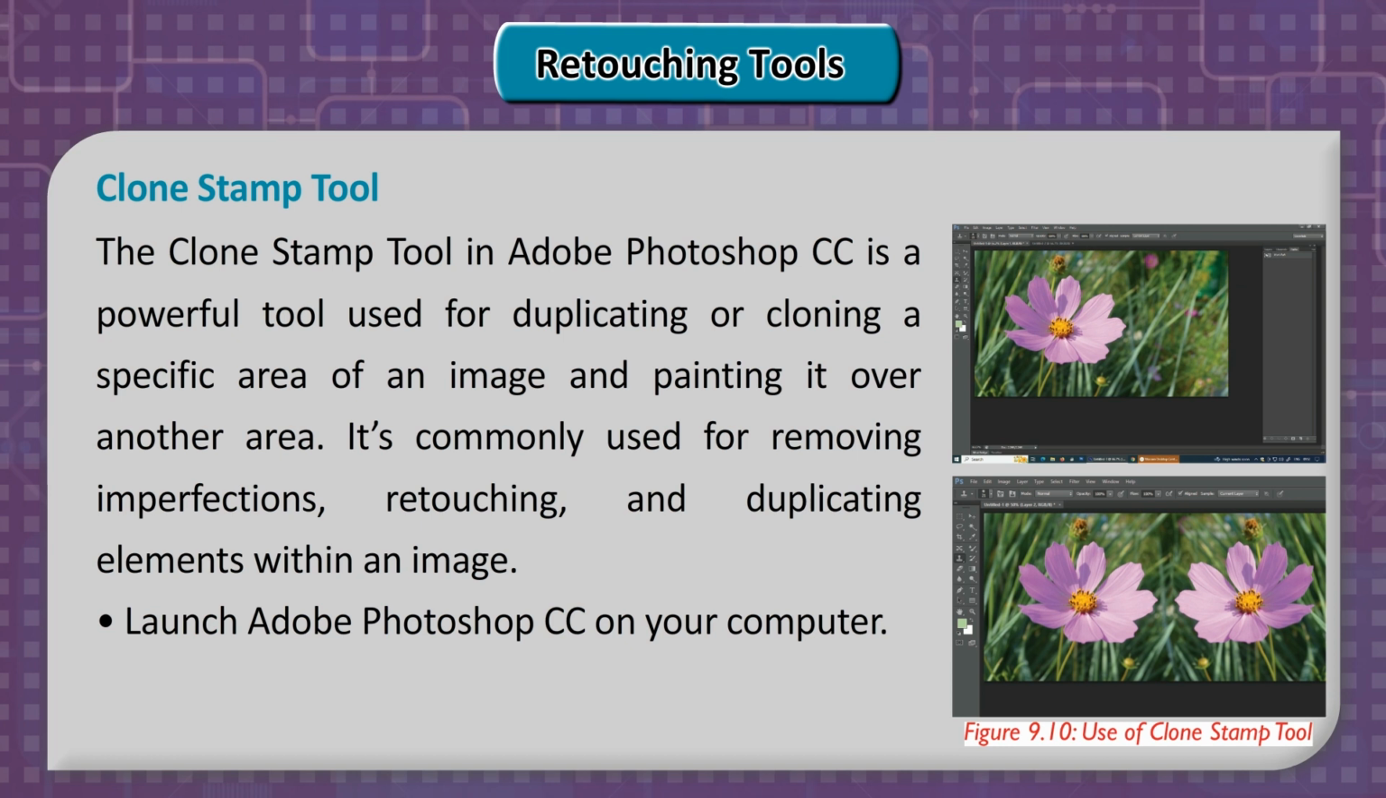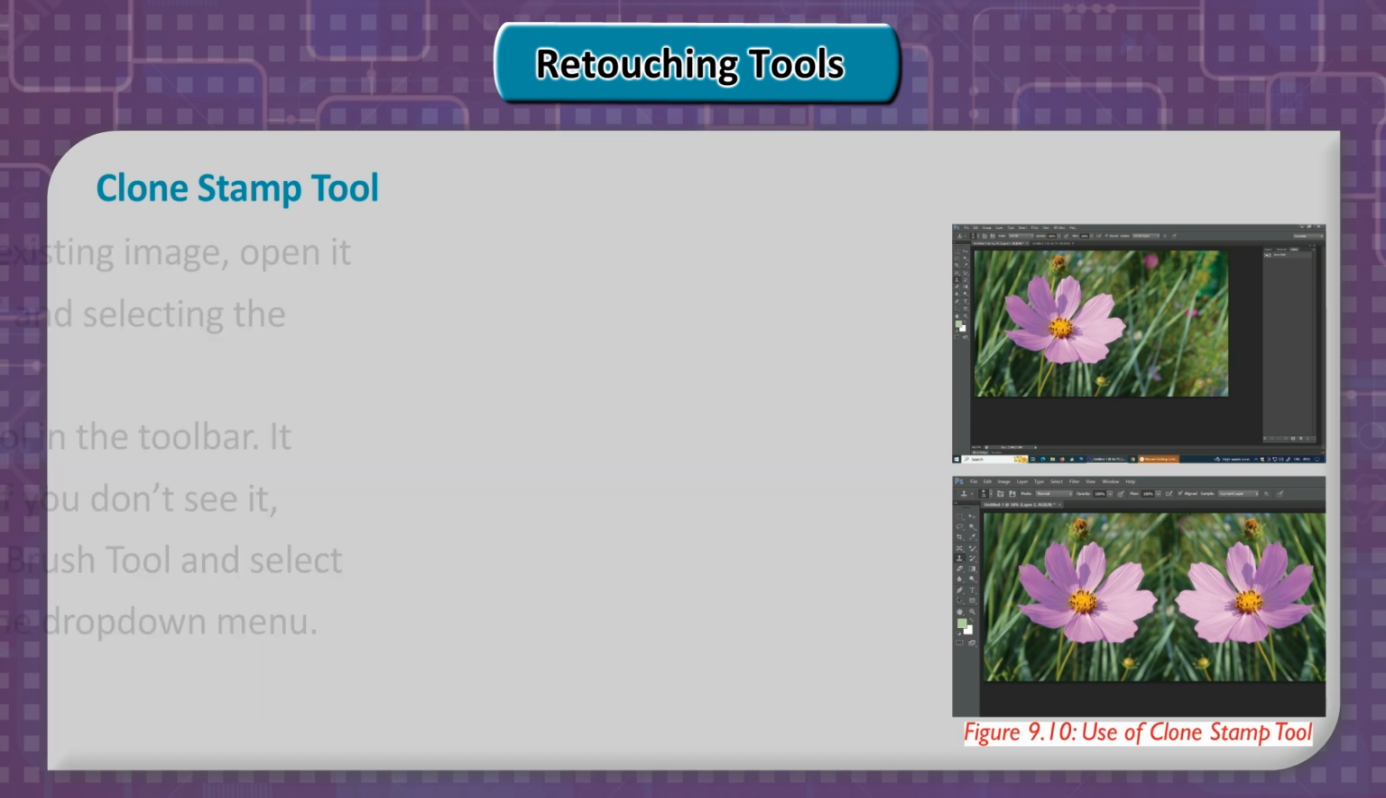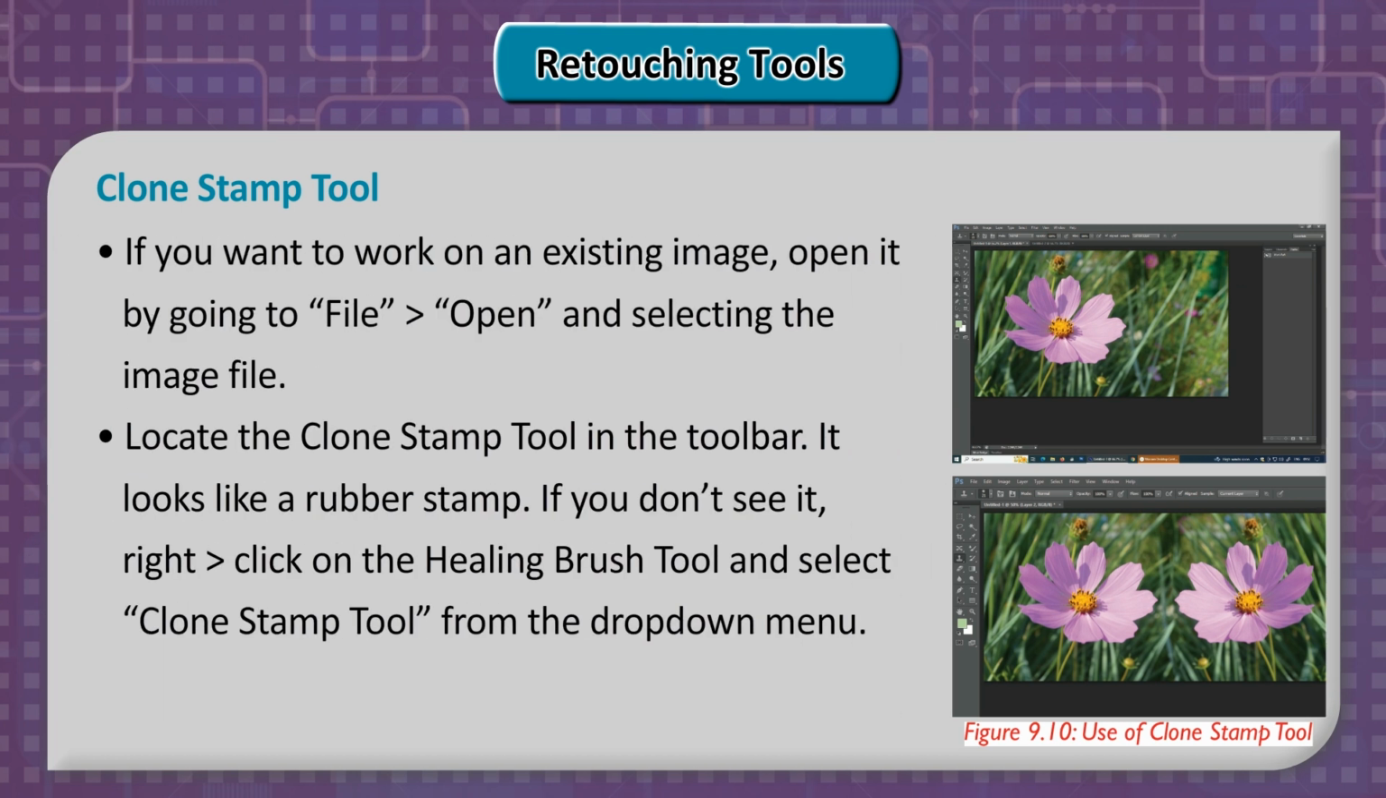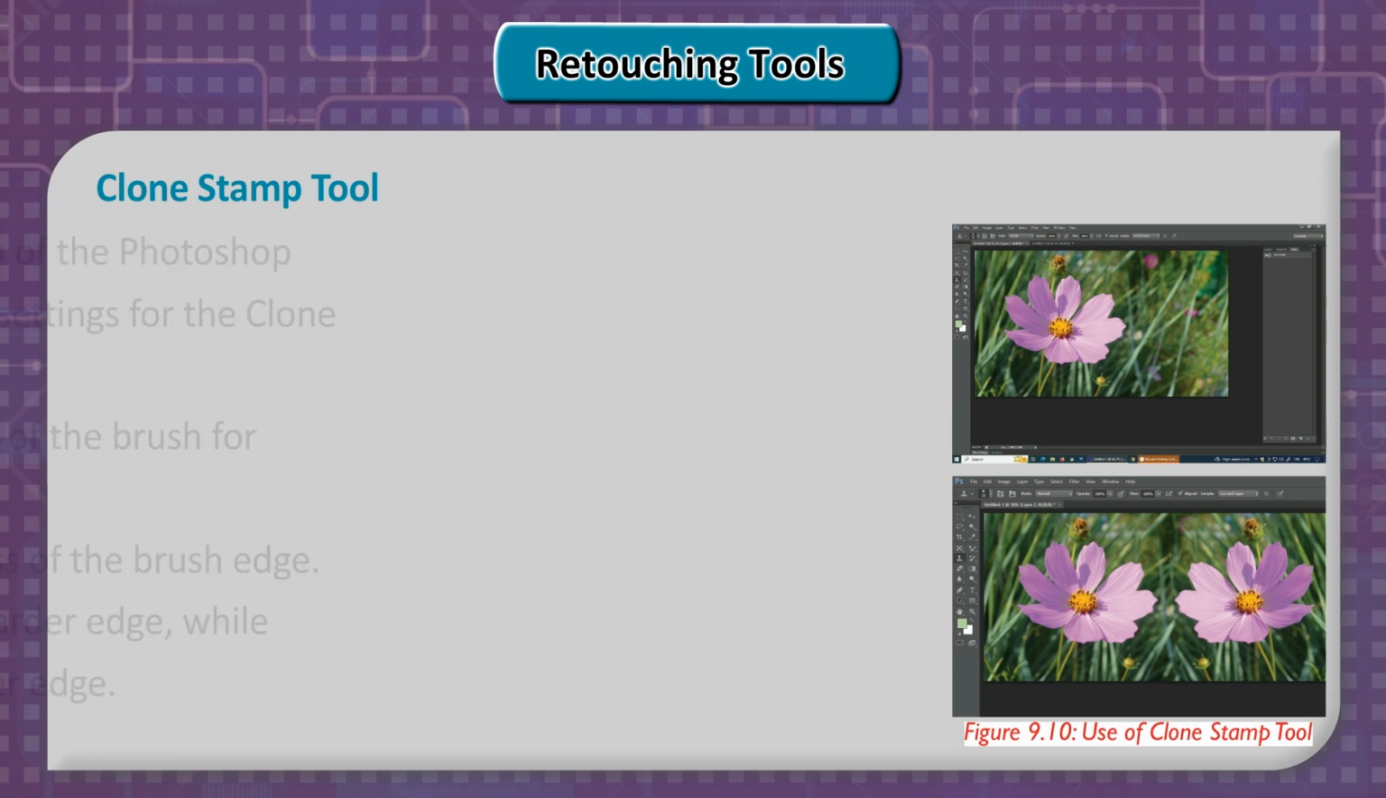Launch Adobe Photoshop CC on your computer. If you want to work on an existing image, open it by going to File > Open and selecting the image file. Locate the Clone Stamp tool in the toolbar. It looks like a rubber stamp. If you don't see it, right-click on the Healing Brush tool and select Clone Stamp tool from the drop-down menu.